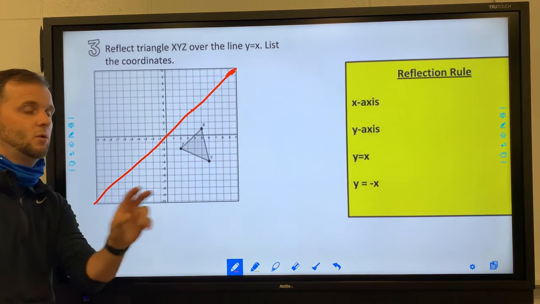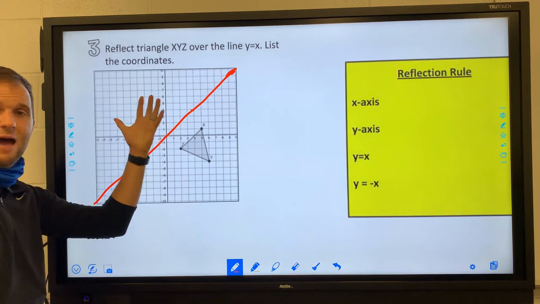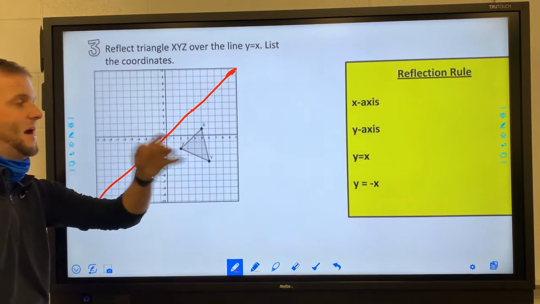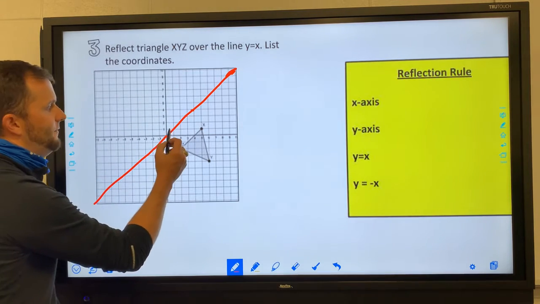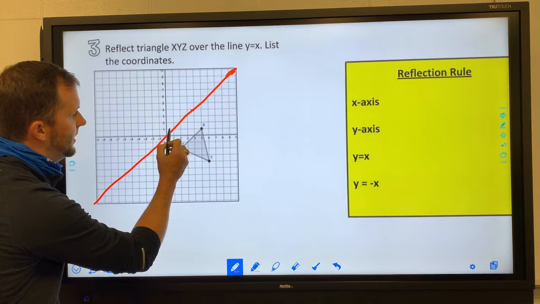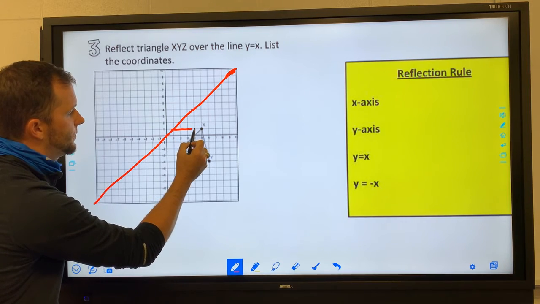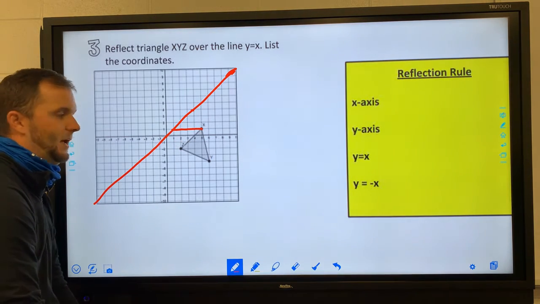So we're going to do this in 2 ways. I'm going to show you how to do it on the graph, then I'm going to show you how to do it mathematically, okay? So right now if we look, X here is going to be 1, 2, 3, 4 spaces away from that line, okay?